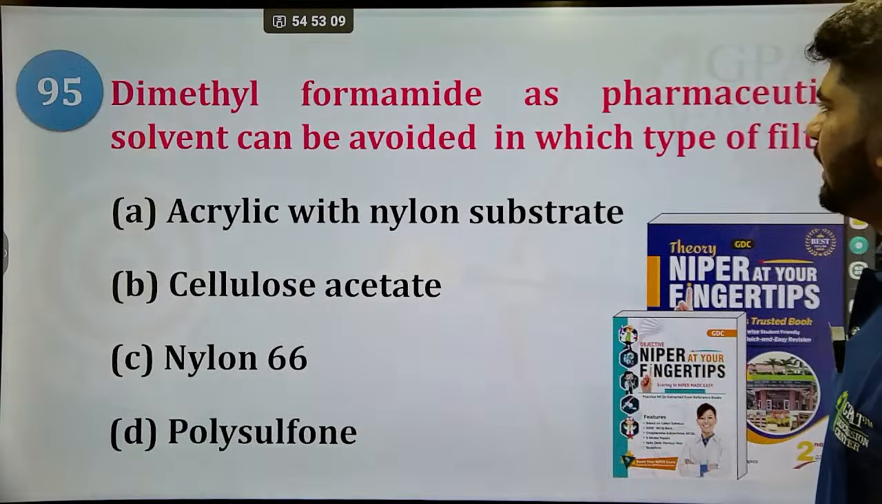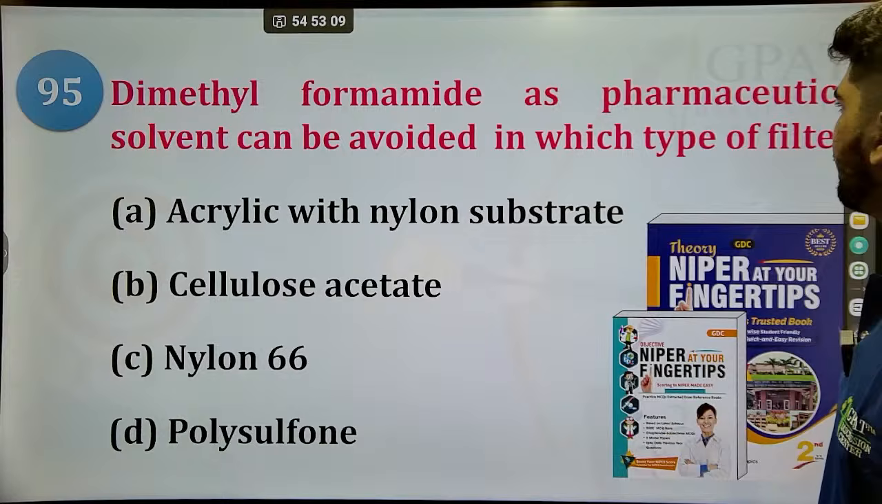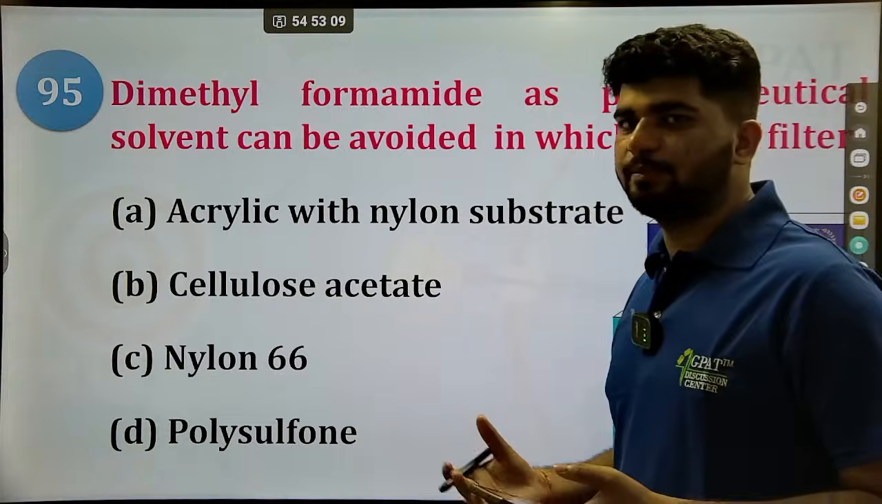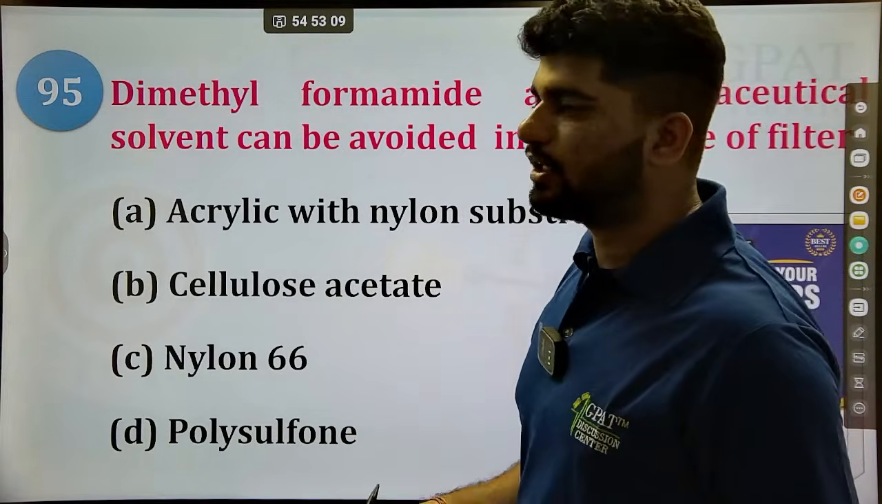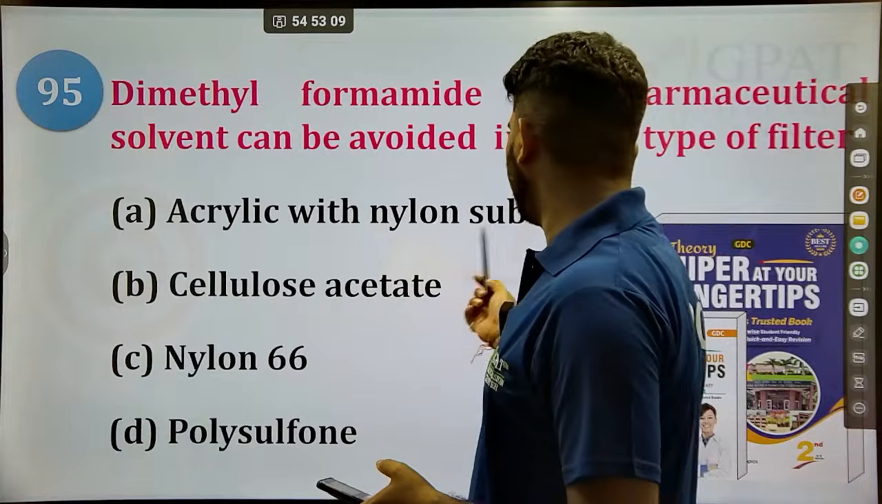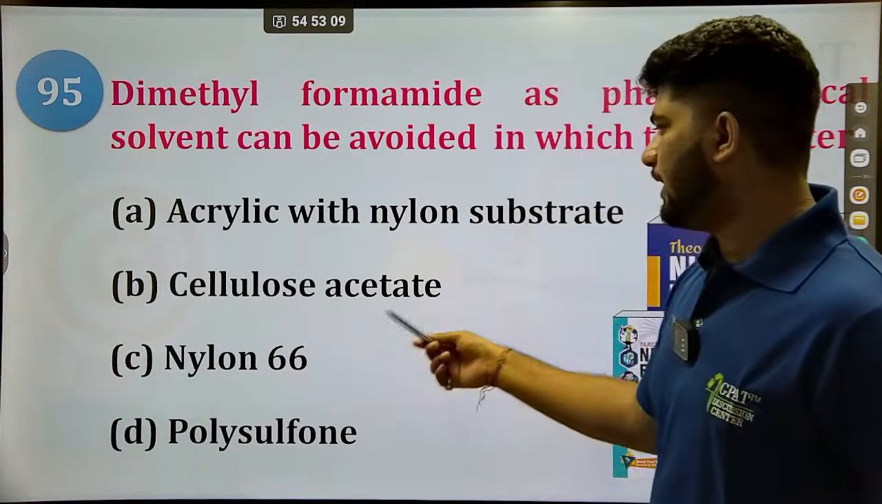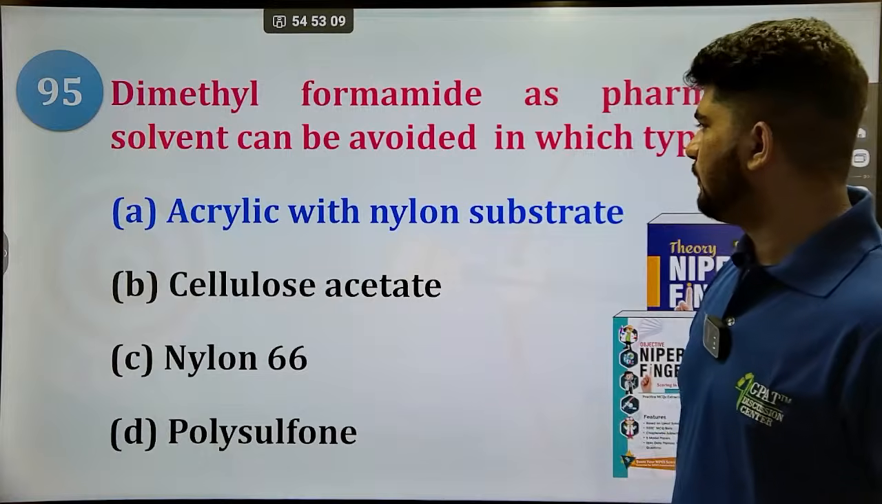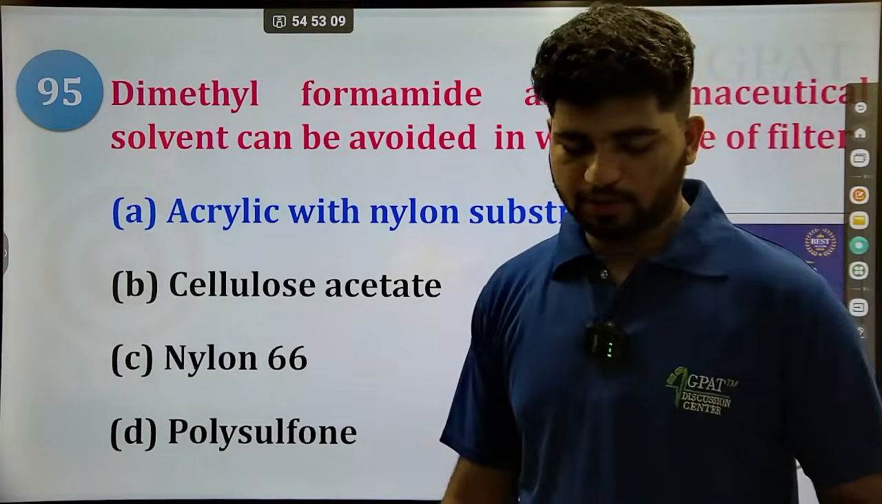So, dimethyl formamide, DMF, as pharmaceutical solvent can be avoided in which type of filter? Okay, because that's your penetration enhancer. DMF, DMSO, these are your penetration enhancers. So acrylic with nylon substrate, cellulose acetate, nylon 66 or polysulfone. That's your acrylic with nylon substrate over here.